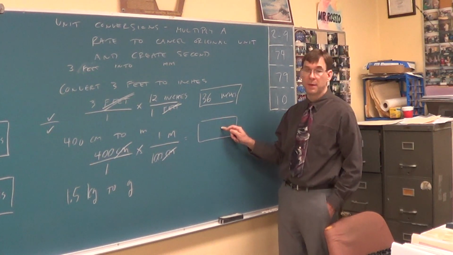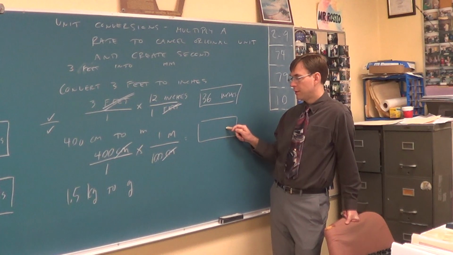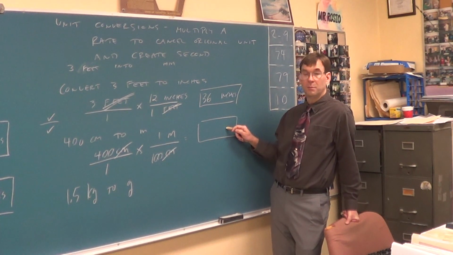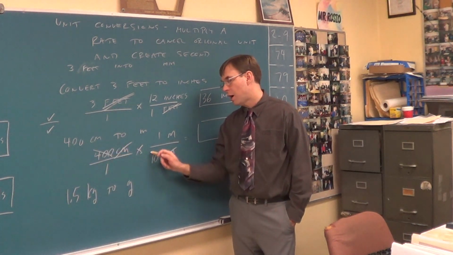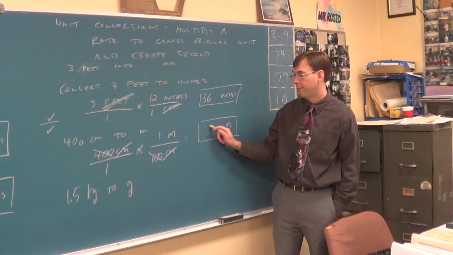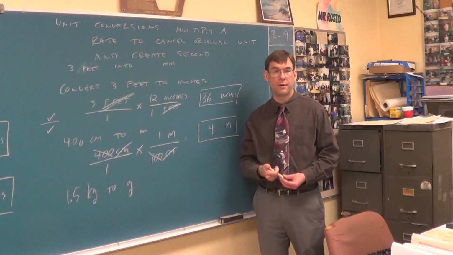So my answer is going to be with the unit meters, and then let's worry about the numbers. 400 on top can cancel 100 on the bottom. That's a 4.